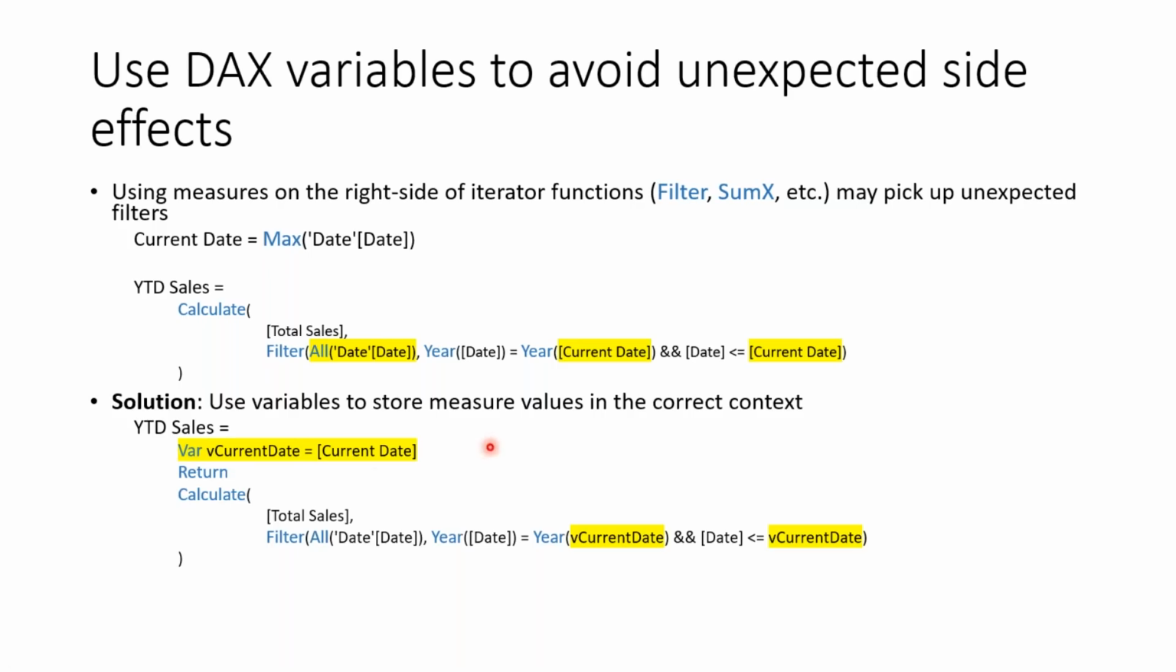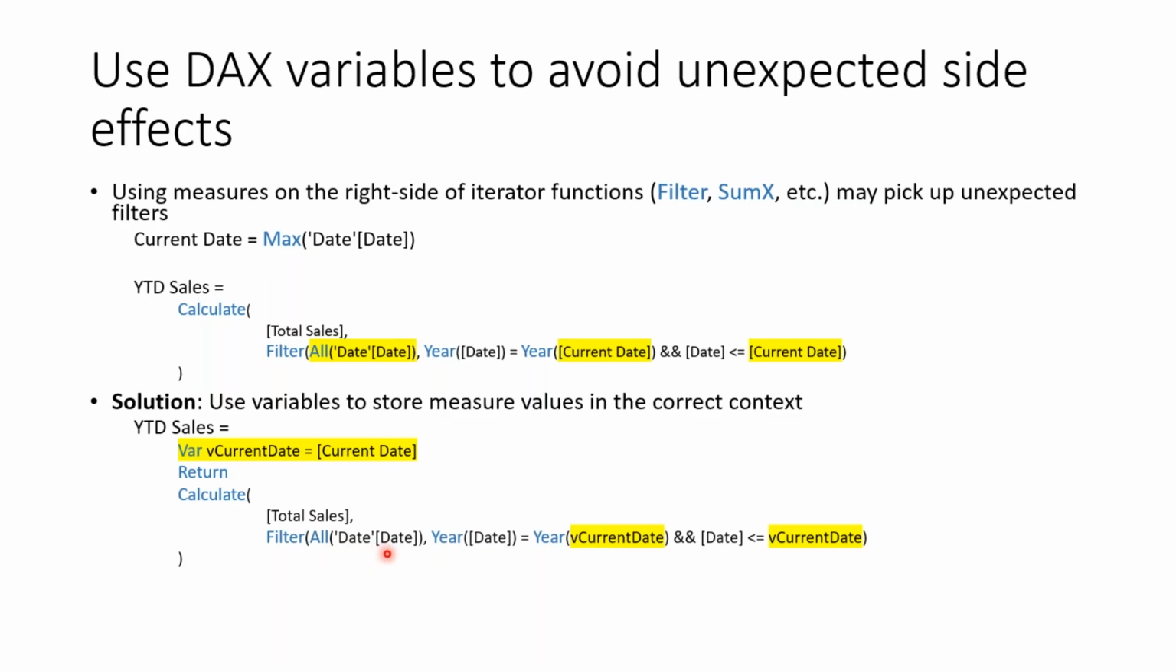So I'm still using the measure current date, but I first evaluate it before I enter the iteration. I just say, okay, I want to get the current date based on the current report filters, and then I save it into a DAX variable. Once you save it, it no longer changes.